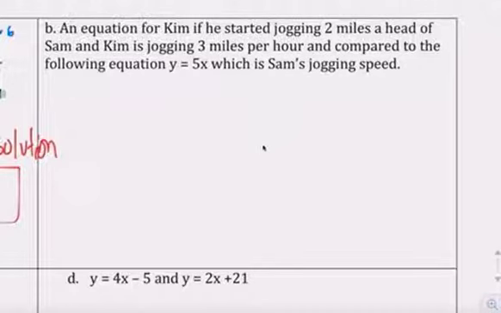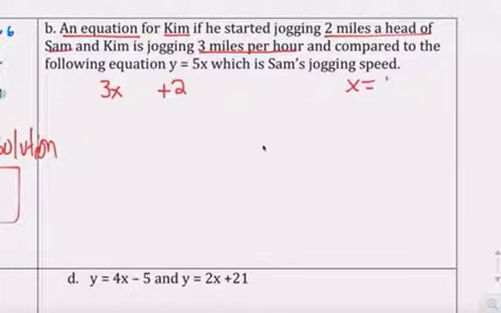Okay, I want you to write an equation for Kim if he started 2 miles ahead of Sam. So if he starts 2 miles ahead of him, it's +2 because he had 2 miles ahead. And Kim is jogging 3 miles per hour. So that's 3x, which x represents the number of hours, right? The reason why I know what x is is because it's per hour, so it's the number of hours.